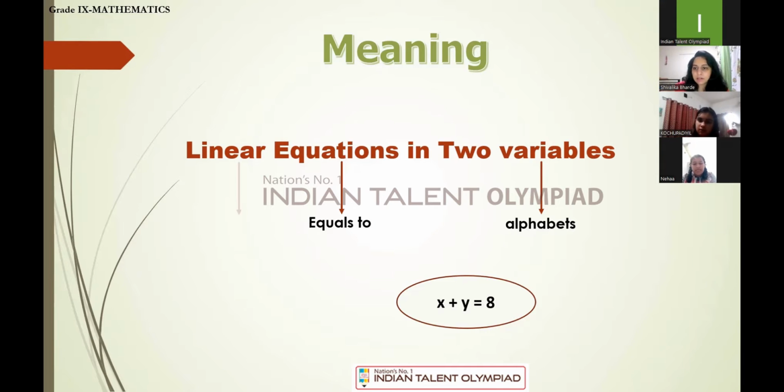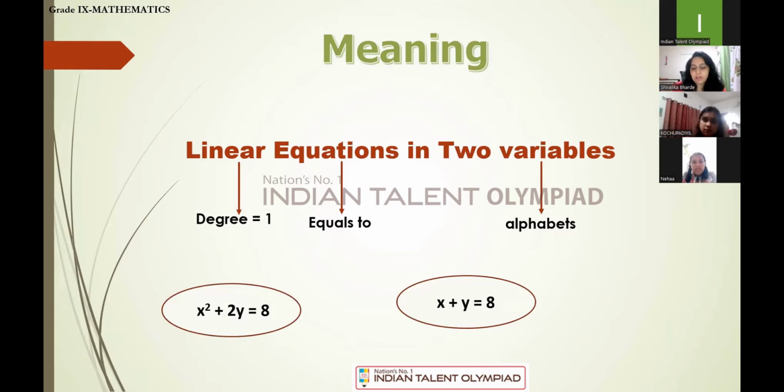Next is linear. Linear means any equation which has degree 1. Here I'm just taking one equation, so as not to confuse you, because from this one equation we are learning everything. Degree means the highest degree of the equation. Here the degree of x is 1 and the degree of y is also 1. So any equation whose highest degree is 1 is called a linear equation.